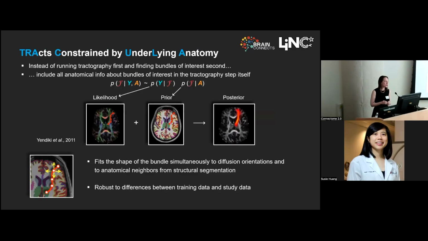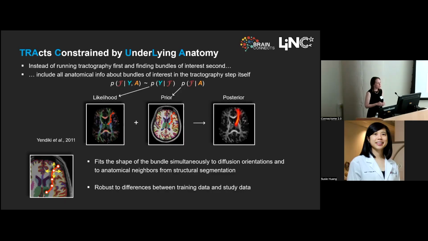This leveraged some prior work that we had done with TRACULA, tracts constrained by underlying anatomy, which is an automated approach for probabilistic diffusion tractography, where the shape of a certain pathway is fit to two complementary sources of information, both the subject's own diffusion data and some prior knowledge on what anatomical structures this pathway should or should not go through or next to in the left, right, anterior, posterior, et cetera, direction.